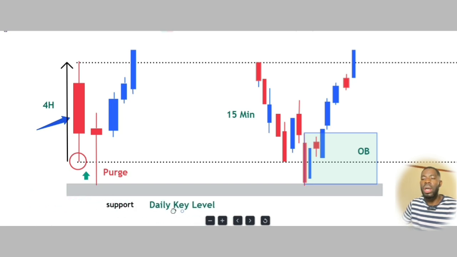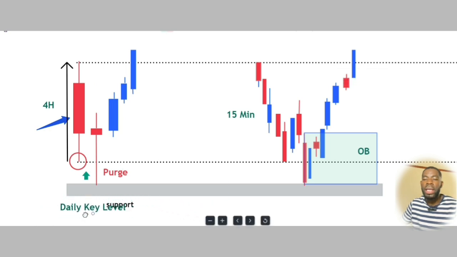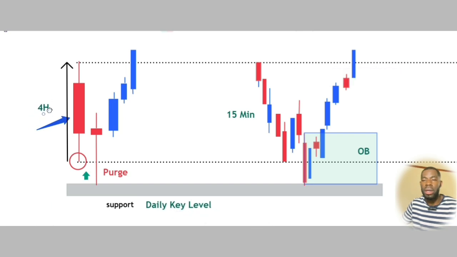In case, let's assume you are using a daily candle range, this would then be a weekly key support, or level. If you are using a 1 hour candle range, then this would be a 4 hour key level. You understand? Support level.